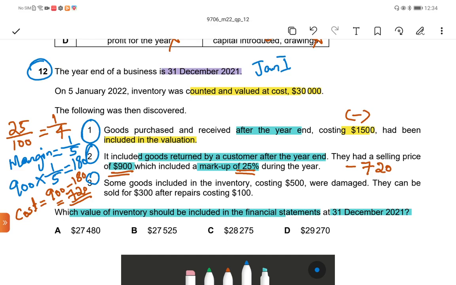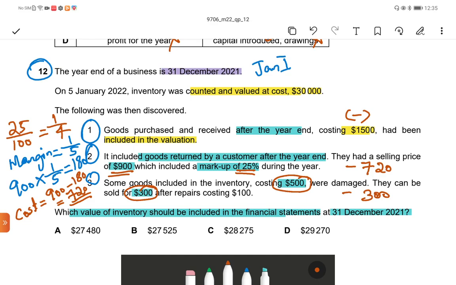Third, some goods included in the inventory costing 500 were damaged. They can be sold for 300 after repair costing 100. After repairing, the value of the inventory is 300, but before it was 500. So the lower price we always take, 300. Some goods included in the inventory at 500 can be sold for 300, and that difference we also have to deduct.